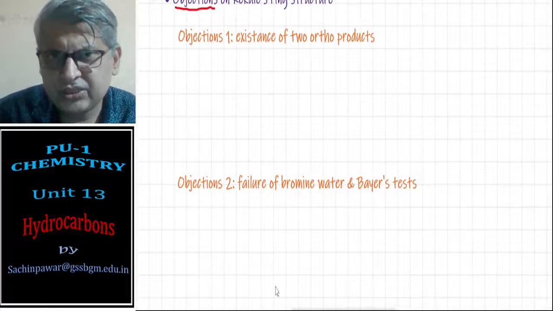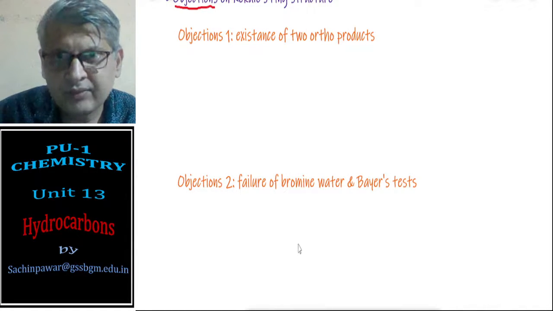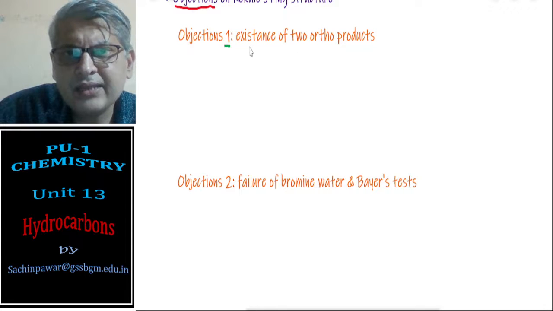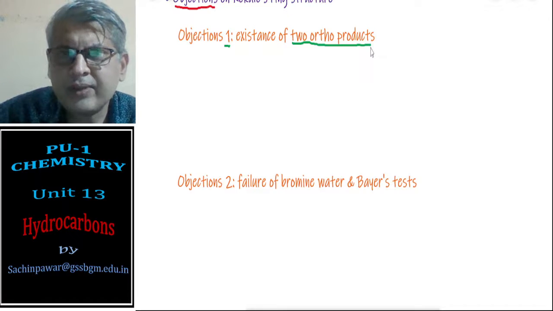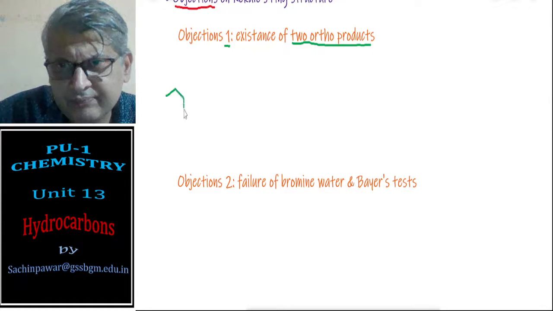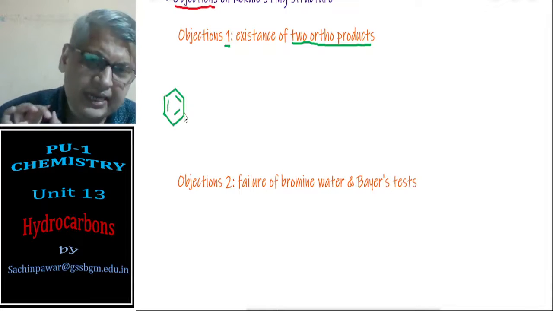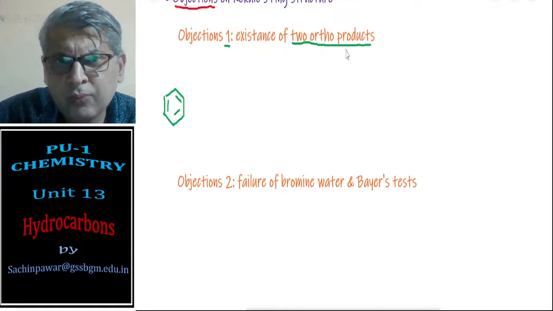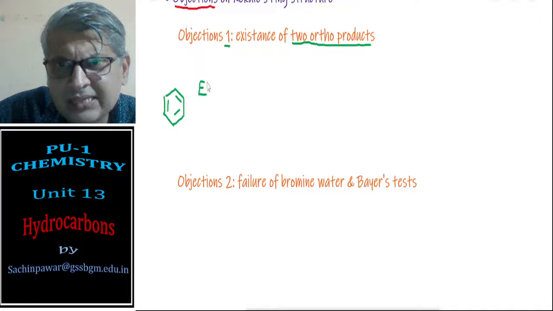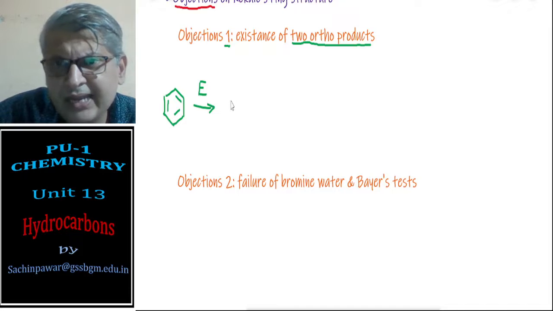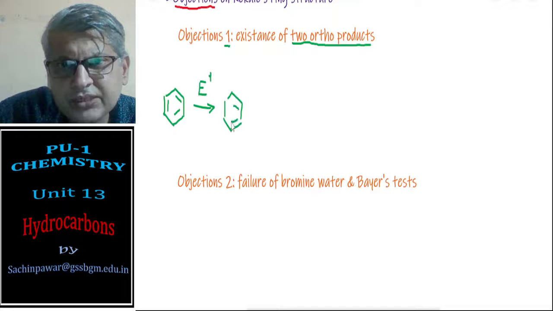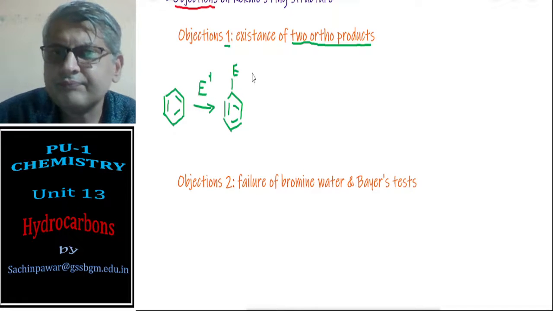There were two main objections which have to be overruled. The first objection, objection number 1, is the existence of two ortho products. Now, if the structure of benzene proposed by Kekulé is correct, then consider the ortho product. I'll go for substitution number 1. Suppose I react with the electrophile E, then you will get the first product, that is this.